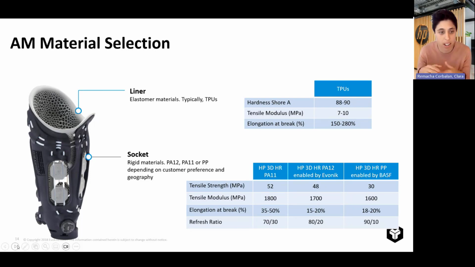That's for the liner. And then for the socket in itself, that requires a rigid material. And on these, the ones that we see mostly being used is either PA12, PA11, and PP.